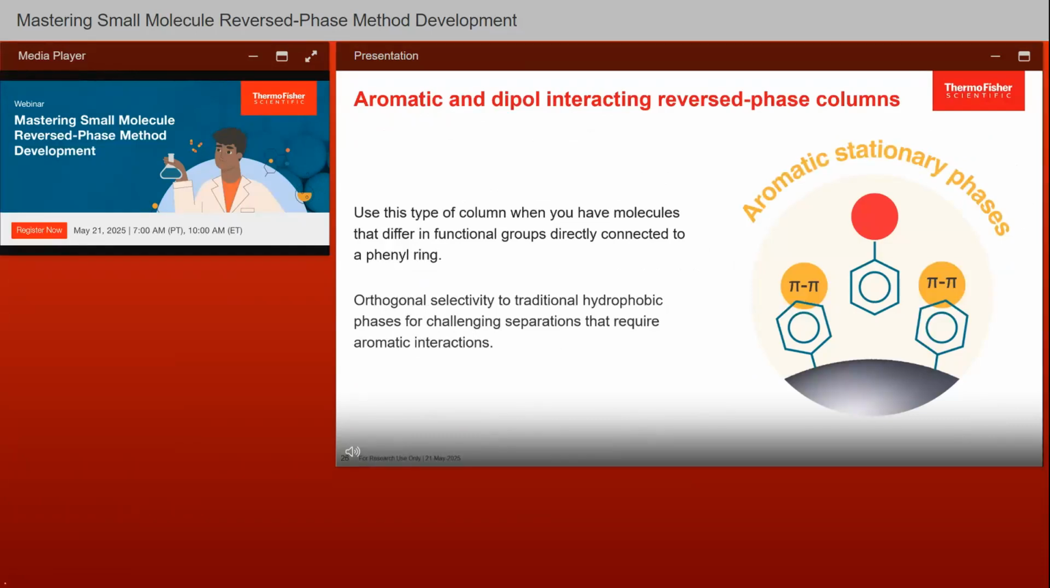Lastly, we have the phenyl phases, which contain orthogonal selectivity to the standard hydrophobic chemistry. The aromatic functionality allows for pi-pi and dipole interactions, which can be useful for the separation of molecules containing aromatic groups and provide unique interactions compared to the standard C18 phase. I'll go through the different phases that we currently have available to give you some idea of the differences between those phases and how they can provide you with unique properties for your applications.